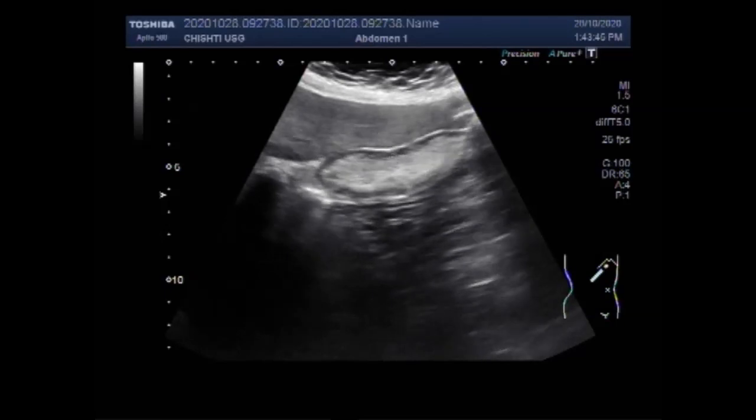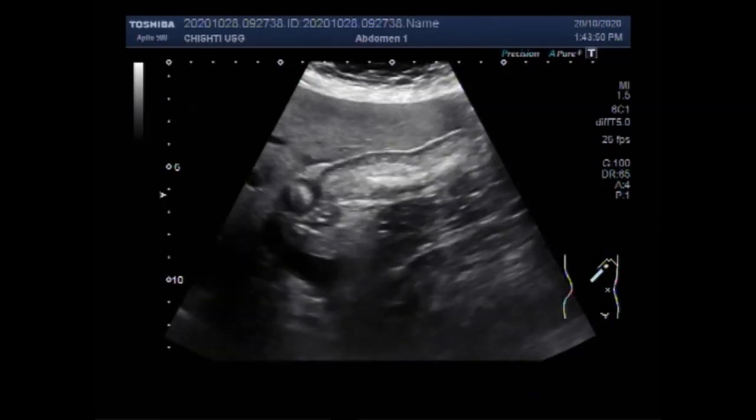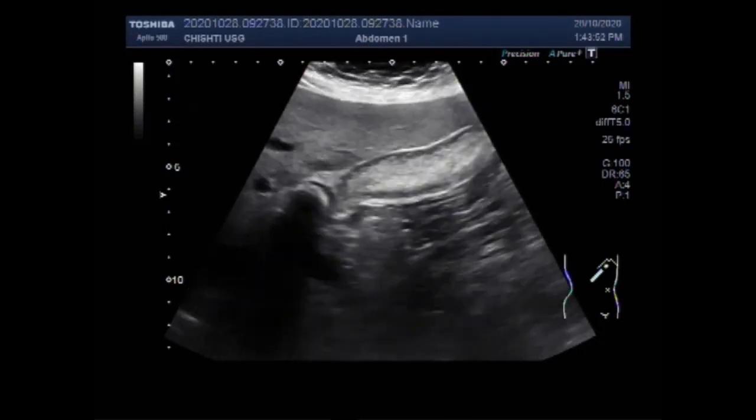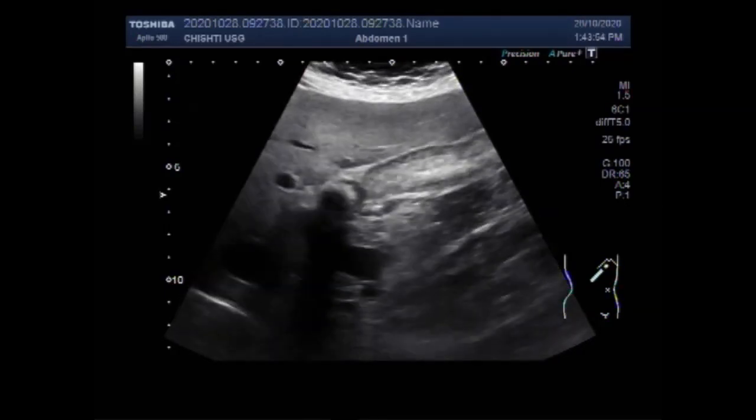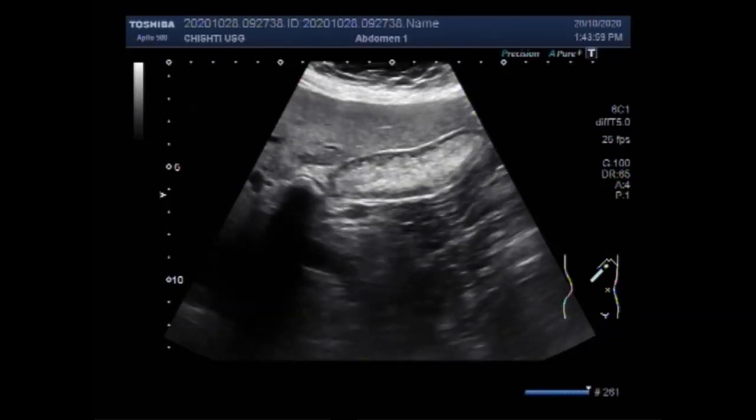You can see the gallbladder and it is distended, and the whole length of the gallbladder is filled with thick sludge, mucus, and sand particles, and a large stone is impacted in the neck of the gallbladder. This is the gallbladder sludge. That is called mucocele of the gallbladder.